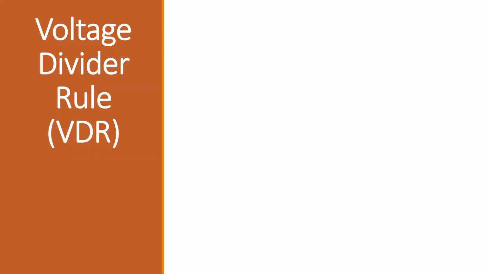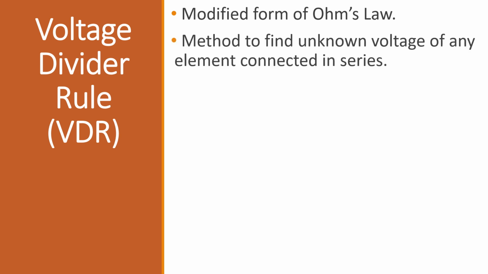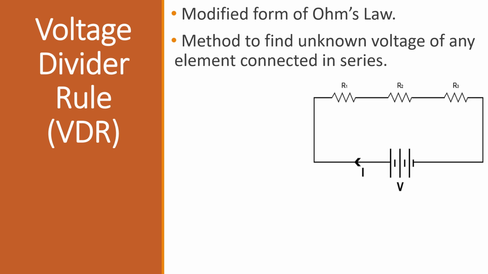Now, what is the voltage divider rule? It is a modified form of Ohm's law. This voltage divider rule is the method to find the unknown voltage of any element connected in series. This voltage divider rule is used when there is no clue of current. Now, look at this configuration.